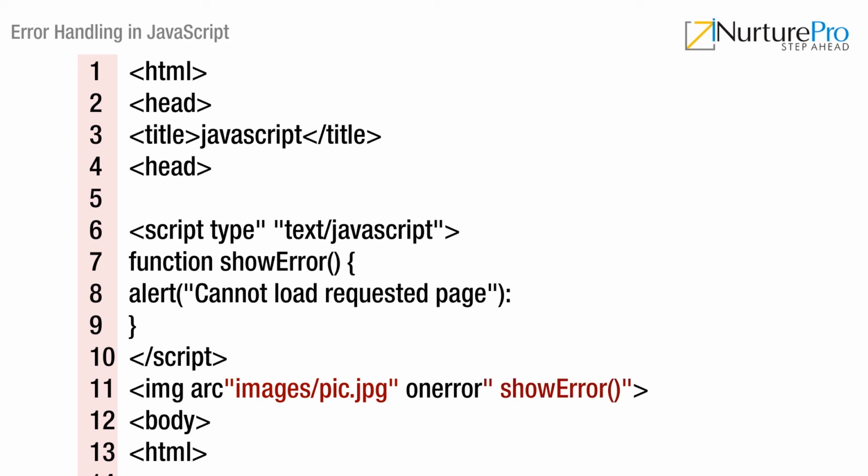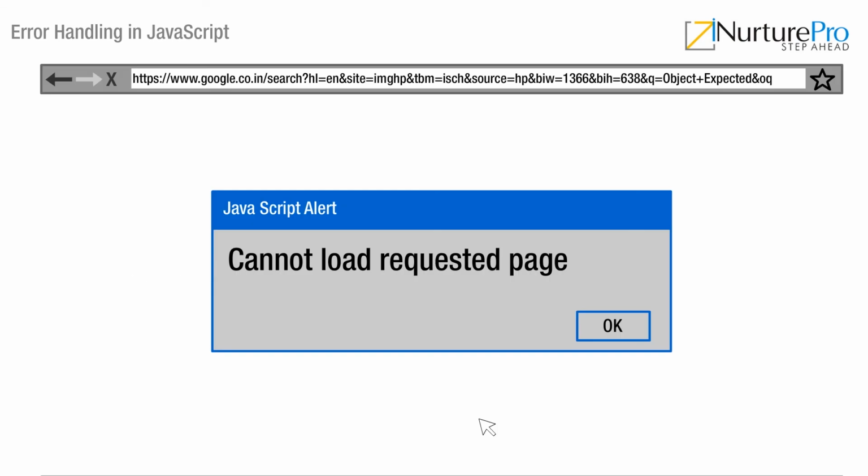You can observe that showError function contains an alert message, cannot load requested page. When we run this script, we will get an alert box with the message, cannot load requested page, because the image is not available. So the error handler function has called for the showError function. This is all about the onerror event handler.